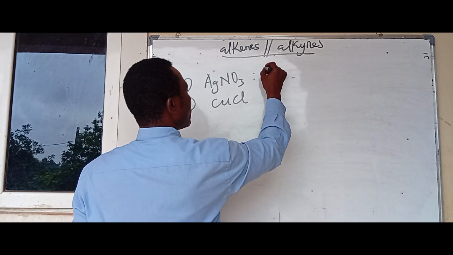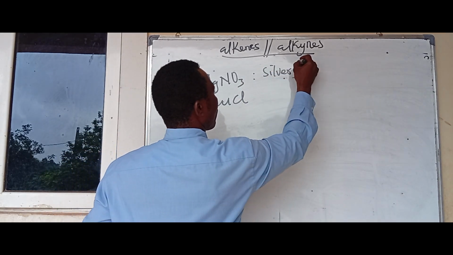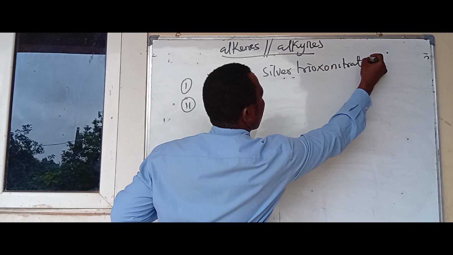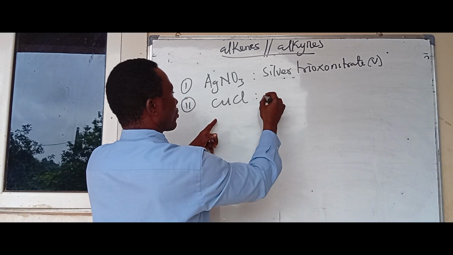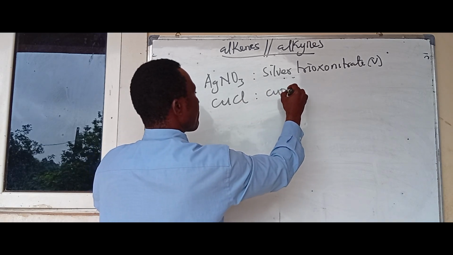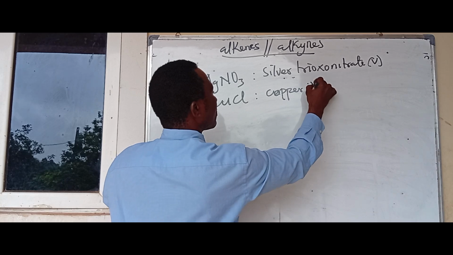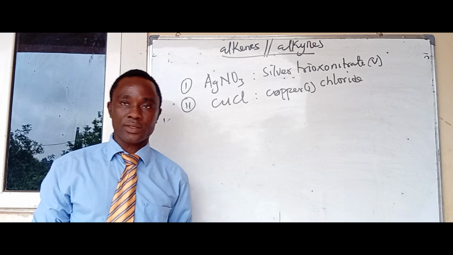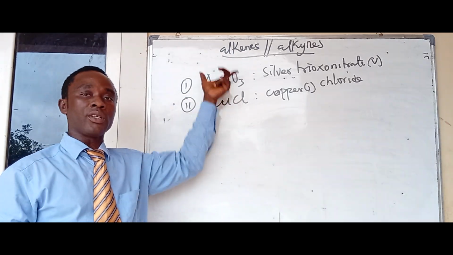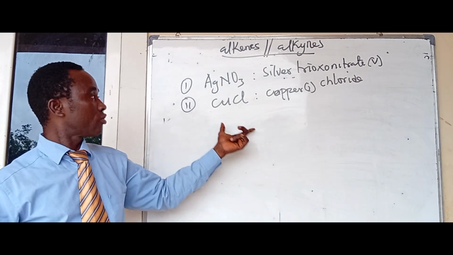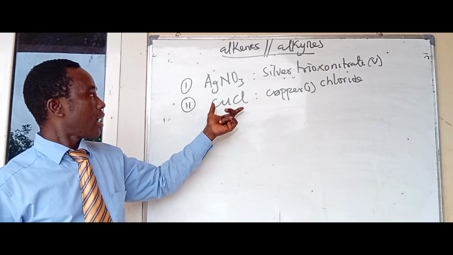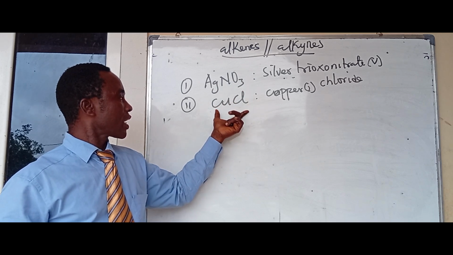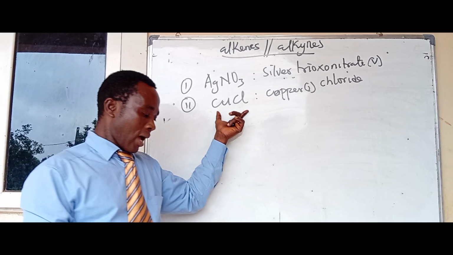So I can use silver trioxonitrate(V). Then I can use copper(I) chloride to differentiate between alkanes and alkynes. Now, alkanes will not react with any of these, but alkynes will react with either of them. Alkynes will react with silver trioxonitrate(V), and alkynes will also react with copper(I) chloride.